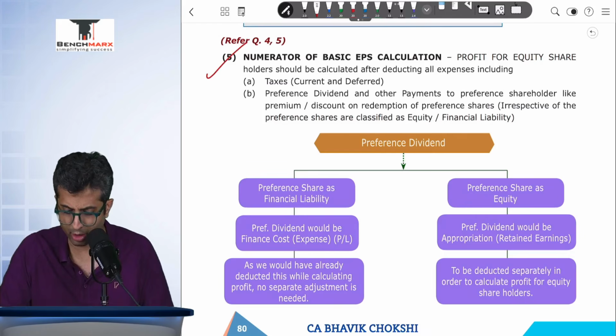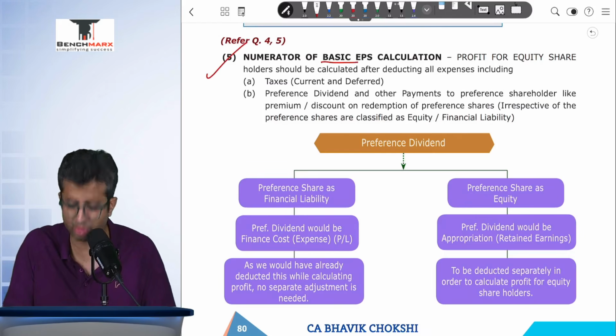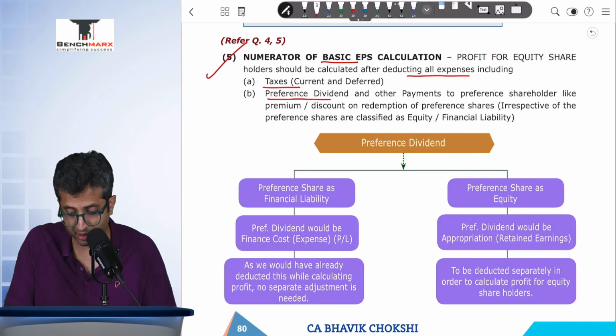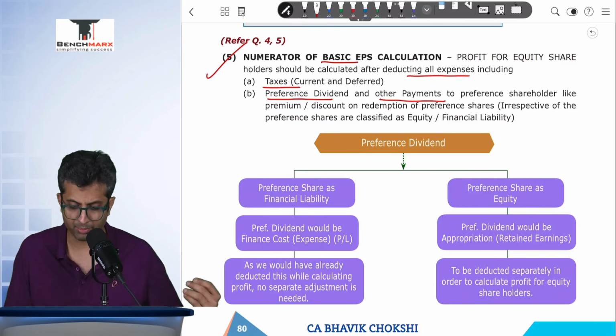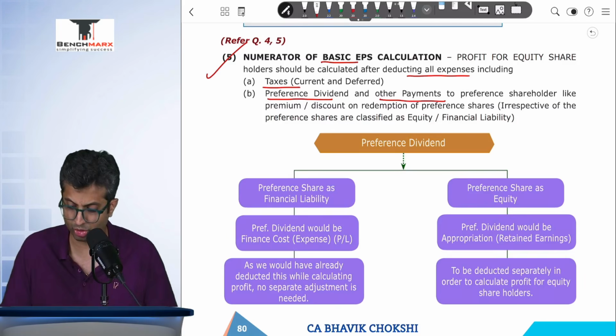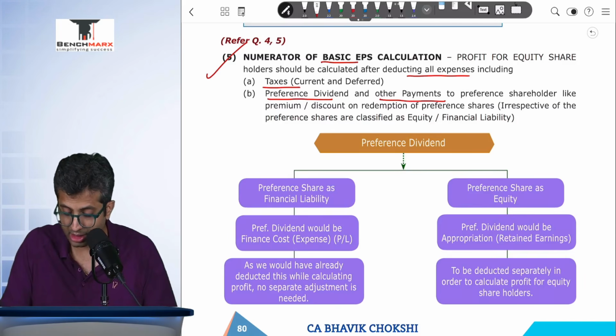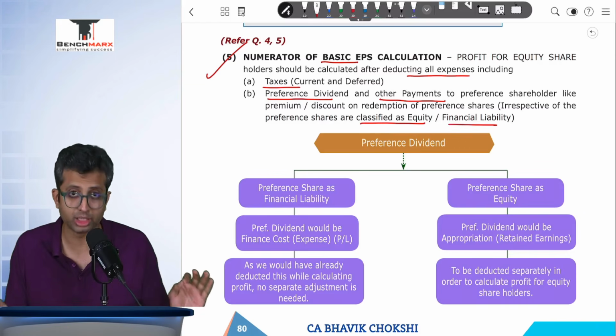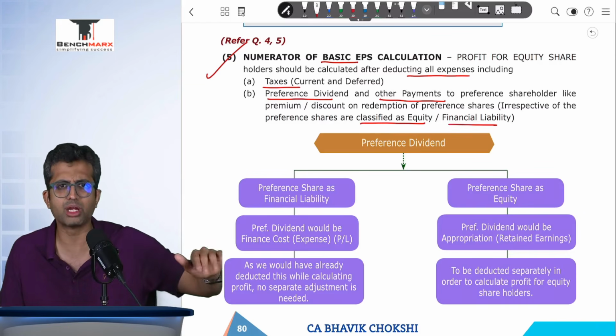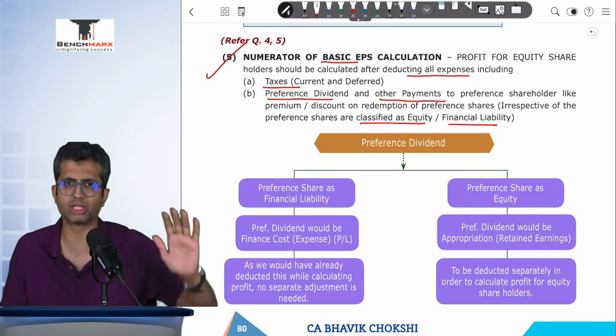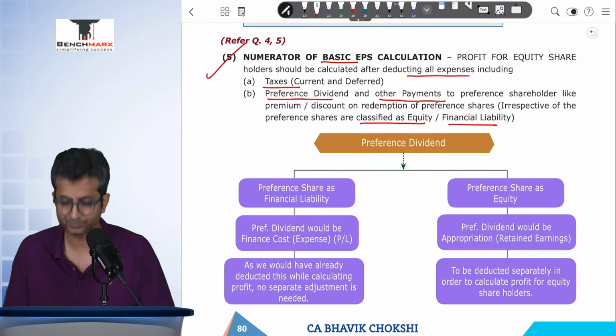So over here, if I look at the numerator of basic EPS calculation, before I refer to question 22, the profit for equity shareholders should be calculated after deducting all expenses, including taxes and preference dividend and other payments to the preference shareholders, which can be like premium or discount on redemption or conversion of preference shares. Now, this is irrespective of whether the preference shares are classified as equity or liability. I need to deduct it. The thing is, if it has already been deducted, I don't need to deduct it again. But otherwise, I need to actually deduct it.